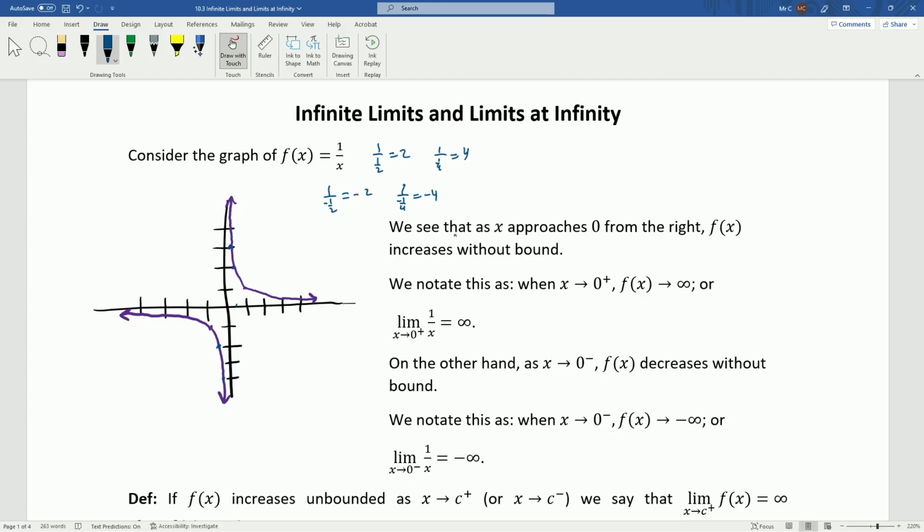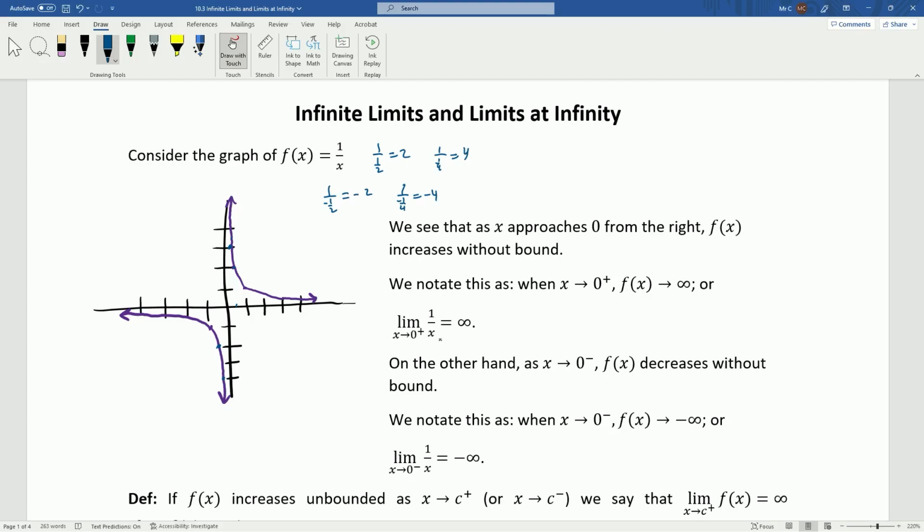So when x approaches 0 from the right here, we see that f of x increases without bound, so we notate this as x arrow 0 from the right. So x approaches 0 from the right, f of x approaches infinity, or the limit as x approaches 0 from the right of 1 over x equals infinity. On the other hand, when x approaches from the left, f of x decreases without bound, so we notate this, the limit when x goes to 0 from the left of 1 over x equals negative infinity.